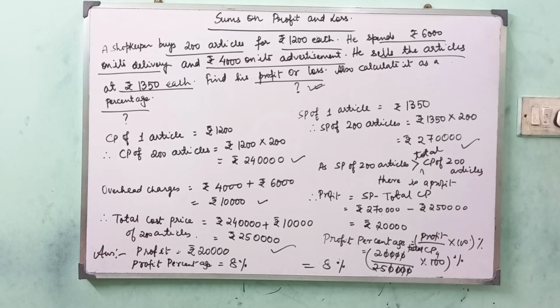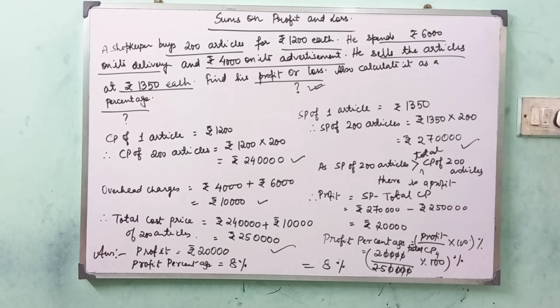Now you were given the SP of one article, that is he sells the articles at rupees 1,350. Now SP of 200 articles will be, because he is selling all the bicycles, he sells the articles at rupees 1,350. That means he is selling all of them. So he is selling the 200. So what is the selling price of 200 articles? That is rupees 1,350 into 200, that is rupees 2,70,000.